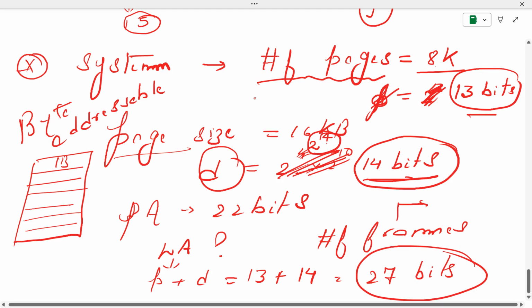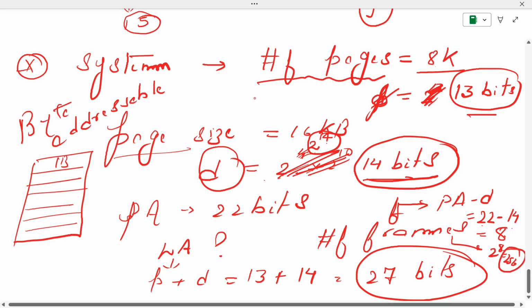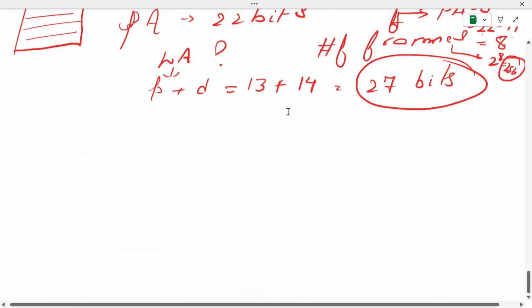So altogether 27 bits. So LA becomes 27 bits. Now the number of frames can be calculated by PA minus D. The physical address is already given as 22 bits, minus D which is 14 bits. So F becomes 22 minus 14, that is 8. So the number of frames can be 2 raised to the power 8, that is 256 frames. So this way, from some given information, you can calculate the remaining information.